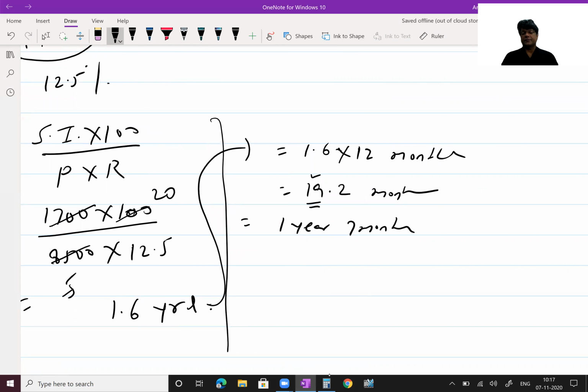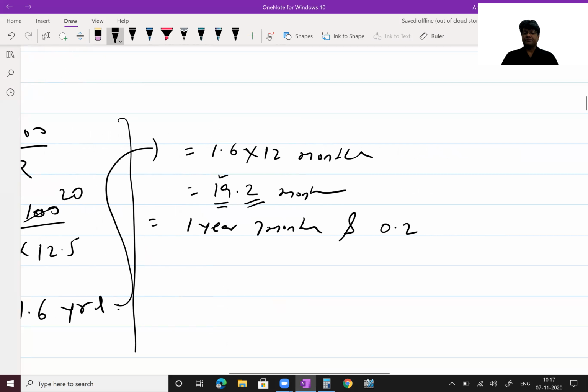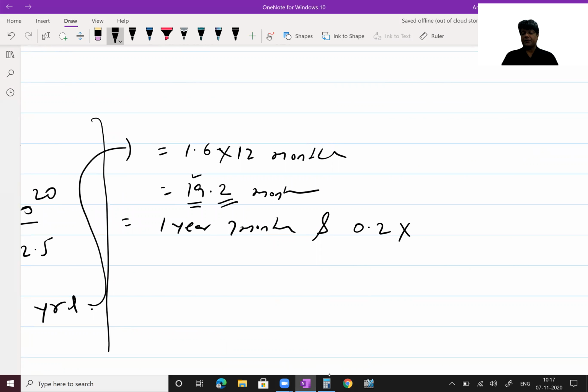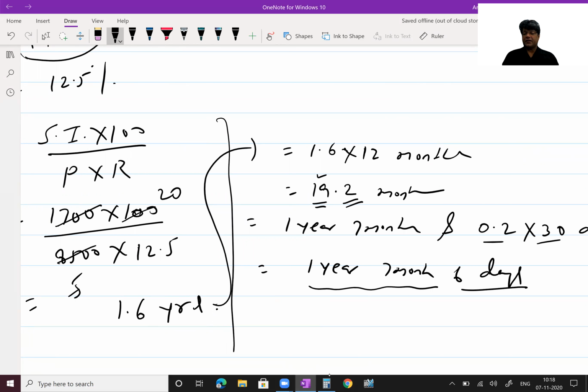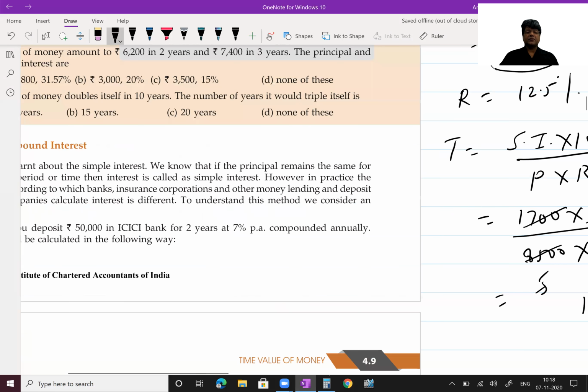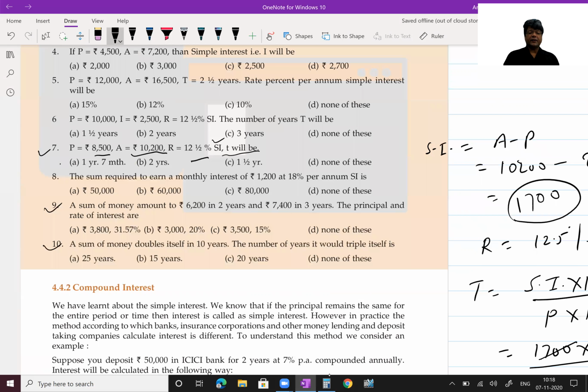For 19 months, if you ignore this 0.2 months, then your answer will be this. But if you want to include 0.2 months also, then it is 1 year, 7 months, and 0.2 months. 0.2 months means 0.2 into 30 days, since we are taking 1 month equal to 30 days. So actually it will be 1 year, 7 months, and 6 days. This is the answer. In your book, they are ignoring these days, only year and month are given. So 1 year, 7 months means your answer will go to option A.